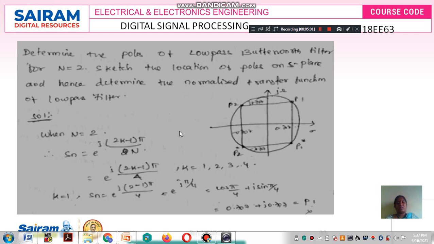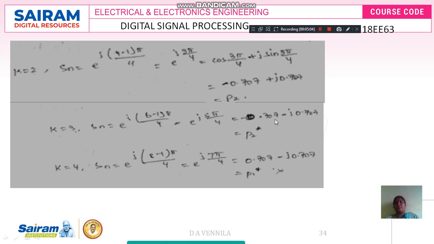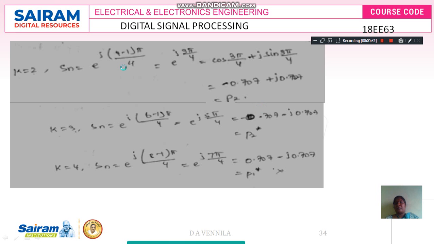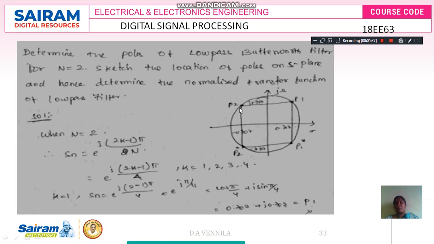Now coming to the next value, k equal to 2. Here you see, if you substitute 2 into k, it is (4 minus 1) pi divided by 4, which is e power j 3 pi by 4, which is equal to cos 3 pi by 4 plus j sin 3 pi by 4. So cos 3 pi by 4 is minus and the imaginary part will be plus. It is located on the left side. This P2 pole is located on the left, because the real part is negative, so here P2.